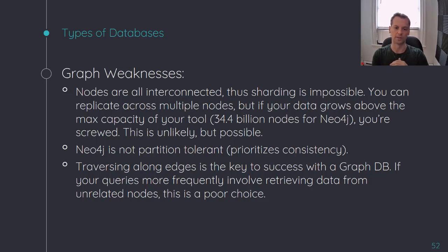Neo4j is not partition tolerant. It prioritizes consistency. And traversing along edges is the key to success with a graph database. If your queries more frequently involve retrieving data from unrelated nodes, it's going to be pretty slow.